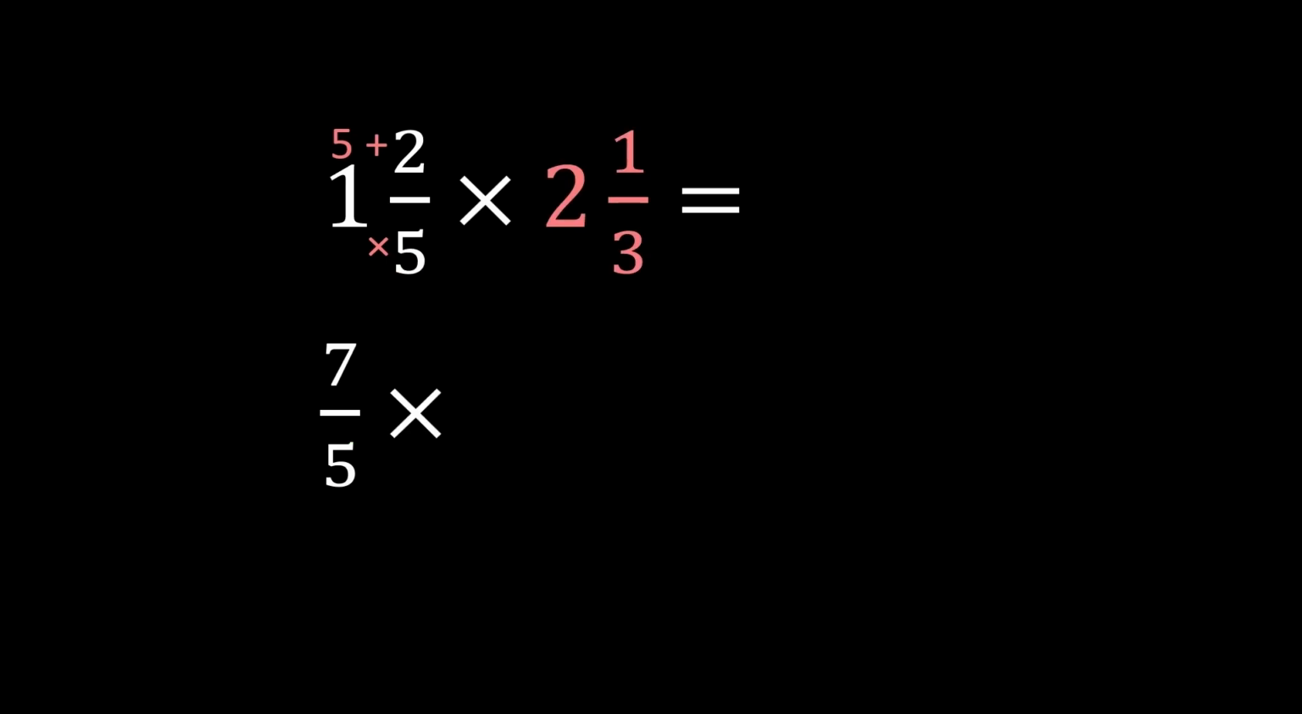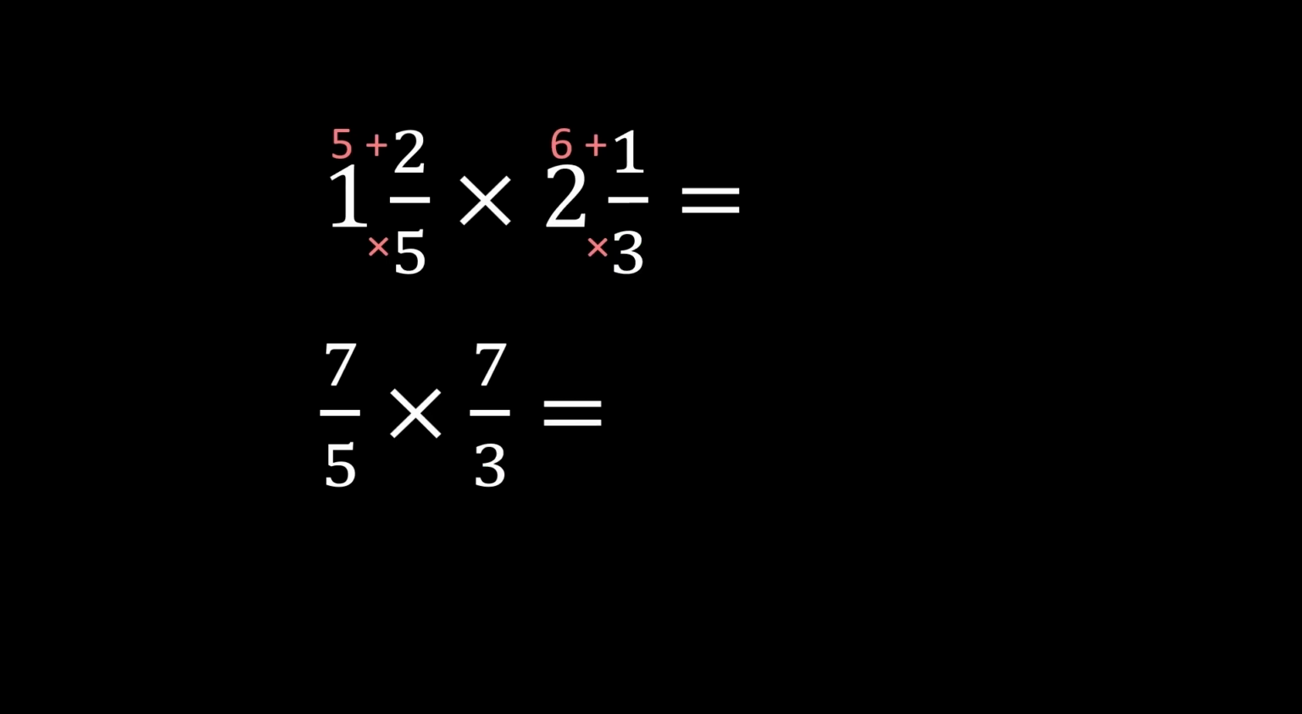Then we'll need to do the same thing with 2 and a third. We'll turn 2 and a third into an improper fraction by multiplying the denominator times the whole number. So 3 times 2 is 6, and we take that product and add it to the numerator. 6 plus 1 is 7. 7 is our numerator, and our denominator of 3 remains the same.